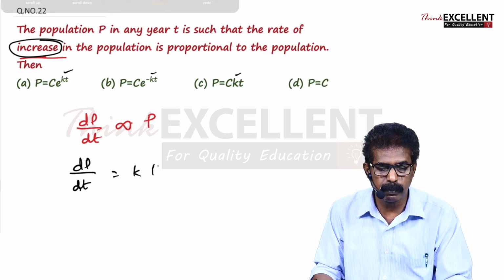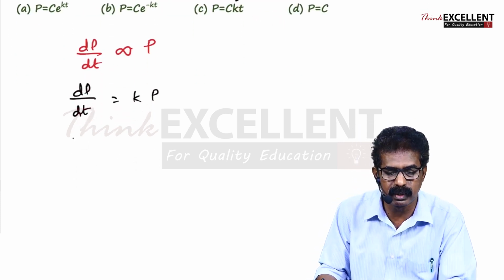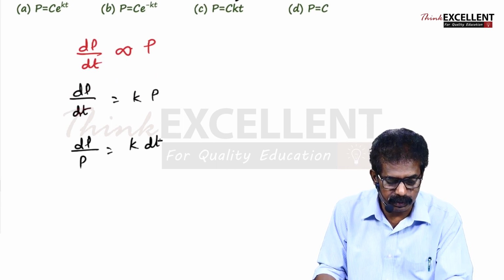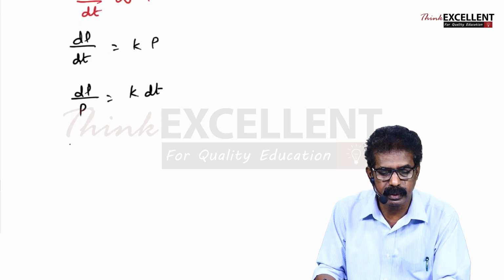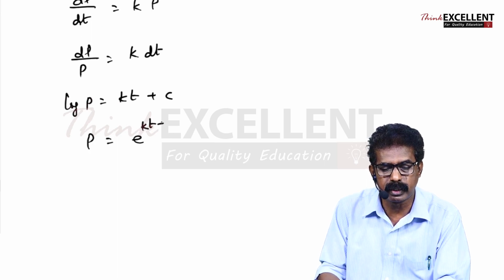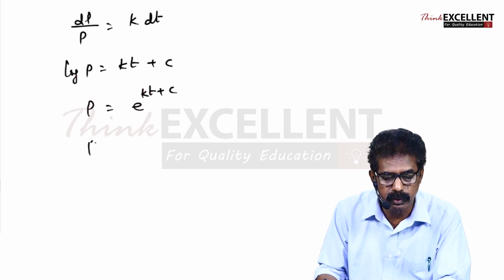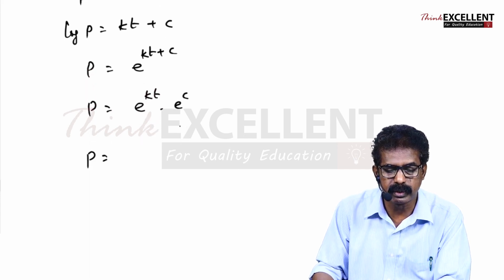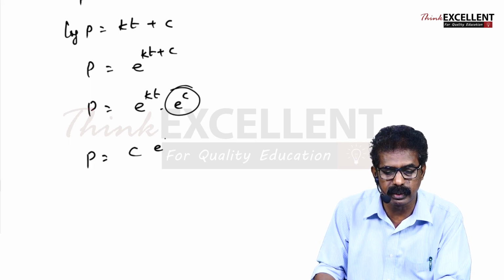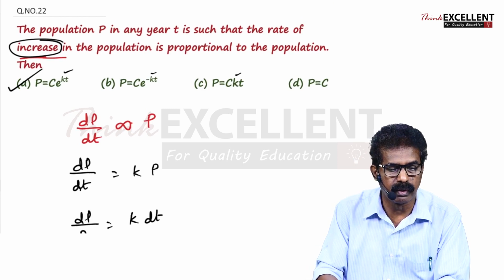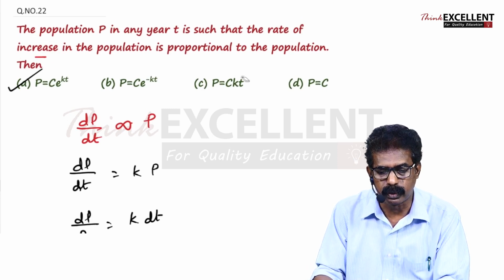So dP by dt is equal to, here it is increasing, so k into P. Now the solution is a very simple thing, variable separable. dP by P is equal to k dt. Integrate it: log P is equal to kt plus c. Change it into exponential form: P equal to e raised to kt plus c. Split into 2: e raised to kt into e raised to c. So e raised to c is a constant, so C e raised to kt. So the first option is the correct one.